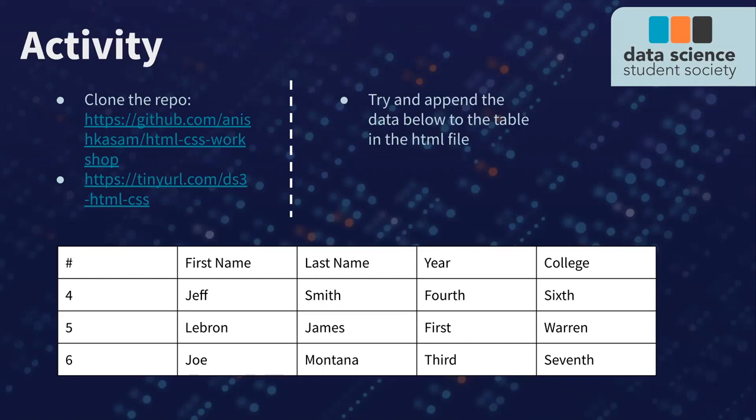Okay, and then now for the activity. If you can go to the tiny URL or the long link and clone the repository, that'll give you the pre-existing files from the previous website that we showed with the basic table. And if you want to, you can try and append the data below to the end of that table.